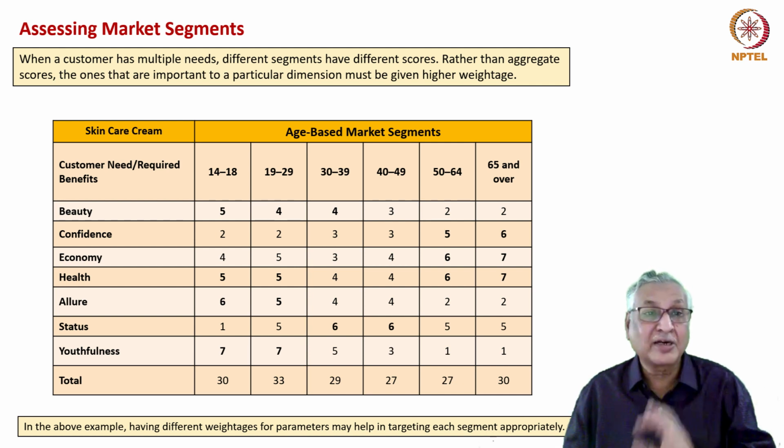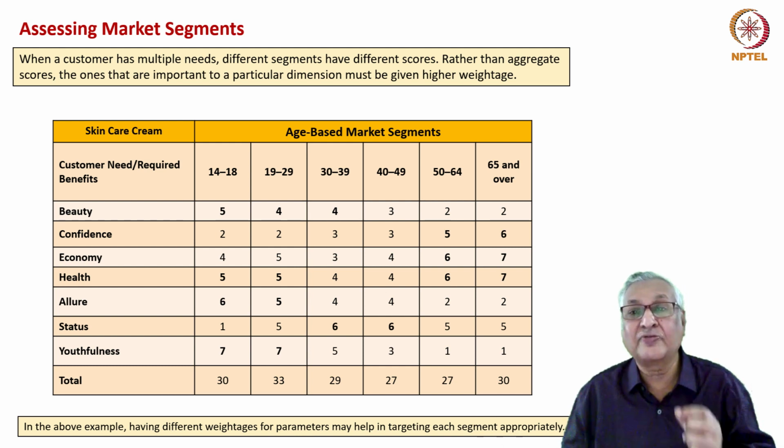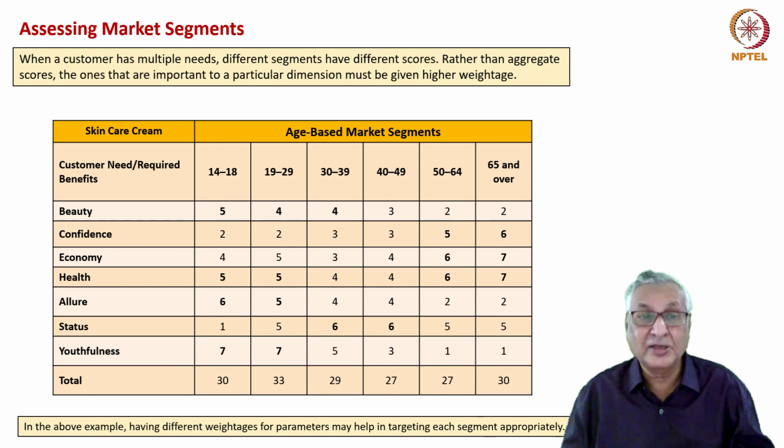Similarly, when you look at the market segments, because the customer has multiple needs, we have to understand that different segments have different scores. Rather than look at the aggregate score, we have to choose the ones which are important to a particular dimension, and they must be having higher weightage.